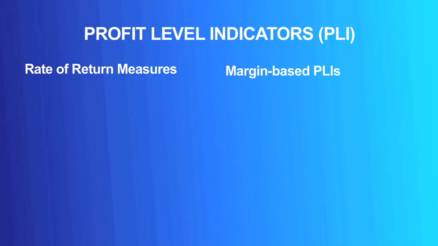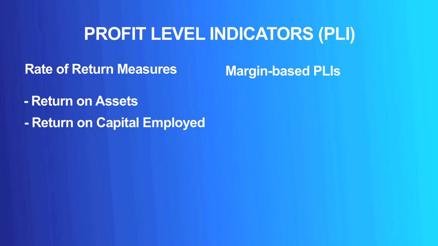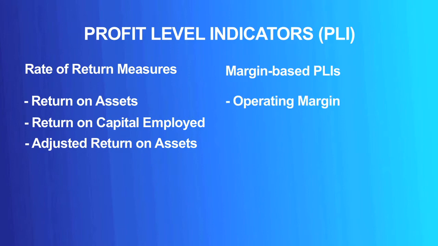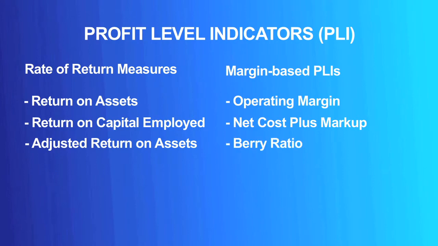In the first category, we have the return on assets, the return on capital employed, and the adjusted return on assets. In the second category, we have the operating margin, the net cost plus markup, or return on total costs, and the Berry ratio. Return on assets and return on capital employed are both derived by dividing a flow of profits by a stock of capital.